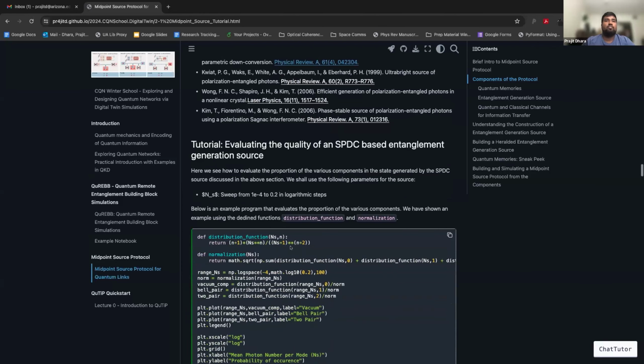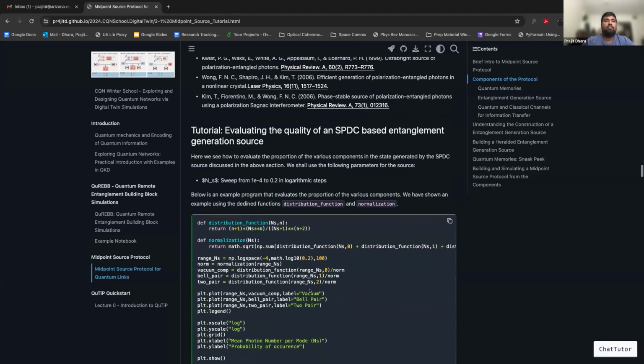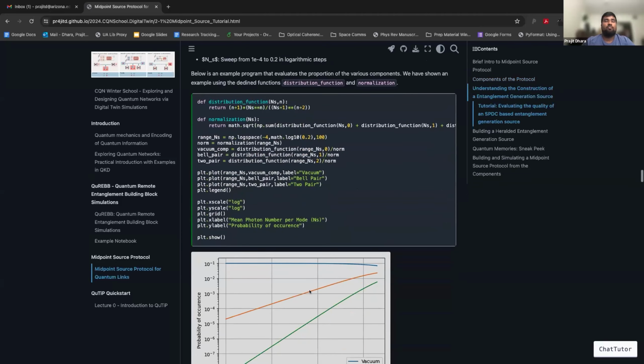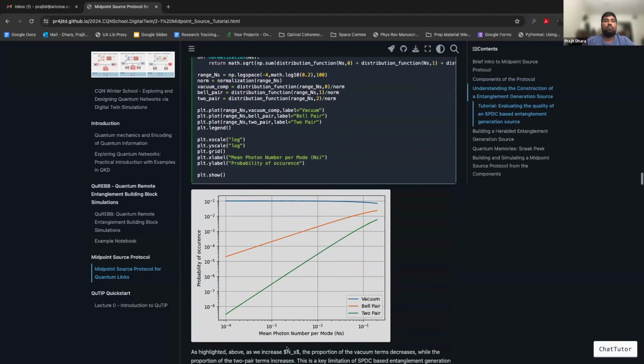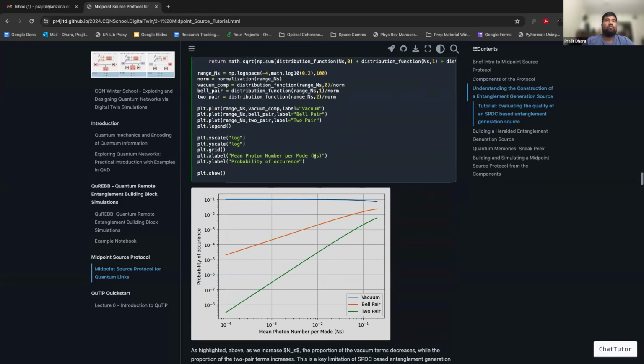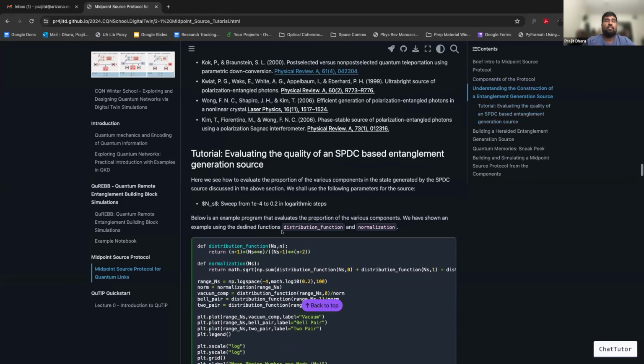self-defined functions, simply from the theory that we have studied, on how to understand the different components of the Bell pair sources. Specifically, this one shows how, if you tune the mean photon number per mode, you have the probability of occurrence of a vacuum, Bell pair, and two-pair term in comparison to one another. You can play around with this. This code, as with other sections of this tutorial, is available over here.